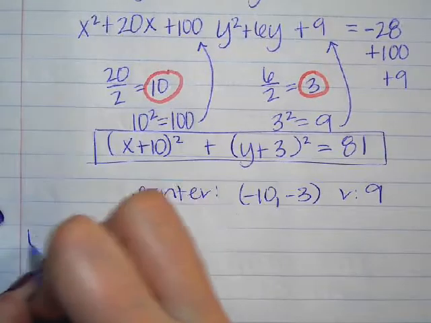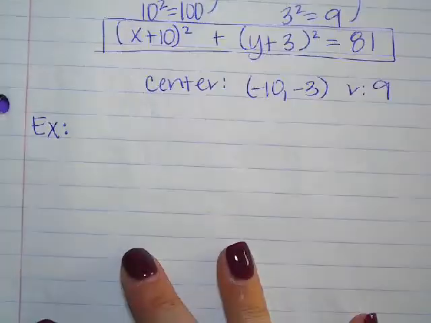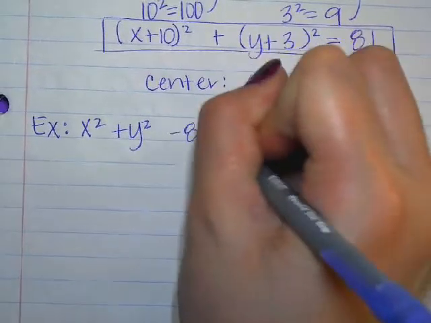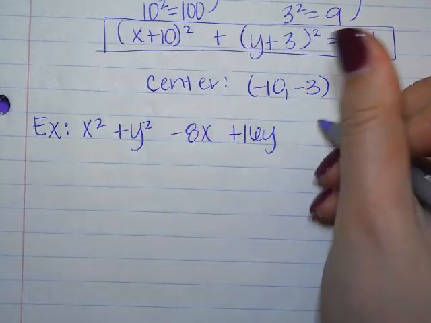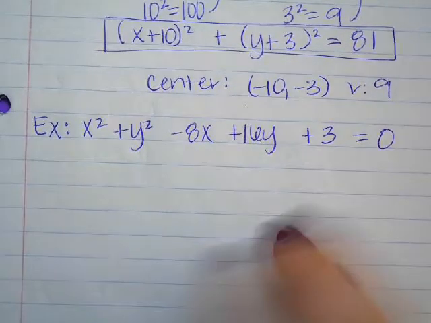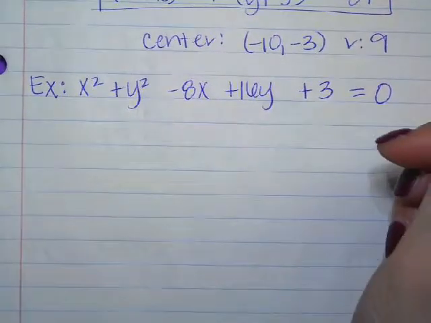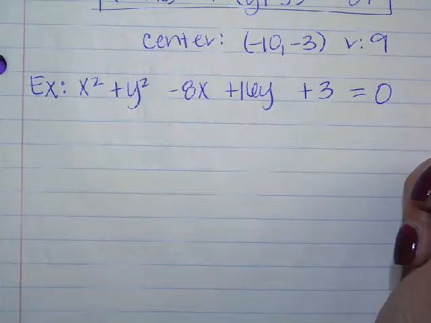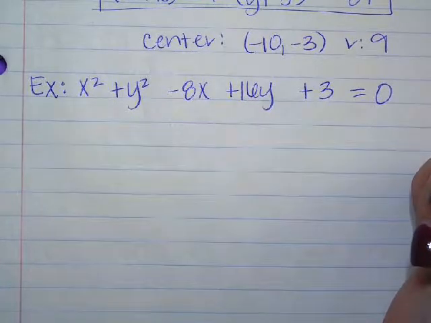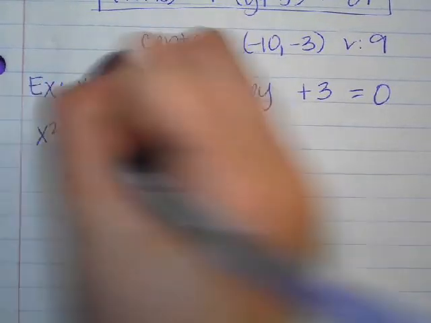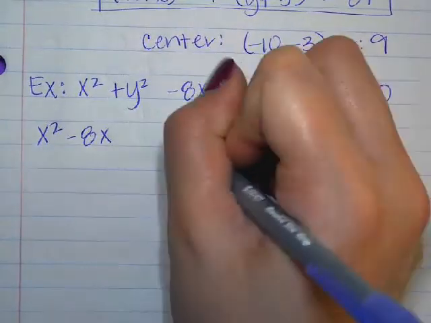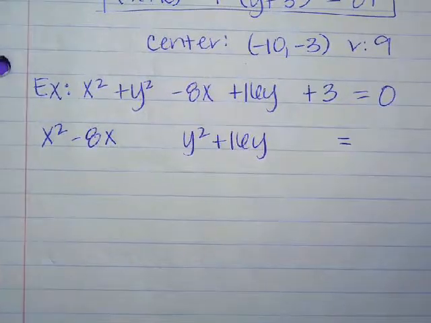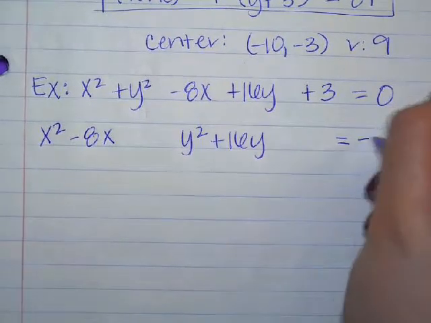All right. X squared plus y squared minus 8x plus 16y plus 3 equals 0. So what do I do first? I separate the x's and the y's. So x squared minus 8x, leave a space. Y squared plus 16y, leave a space, equals negative 3. Okay?